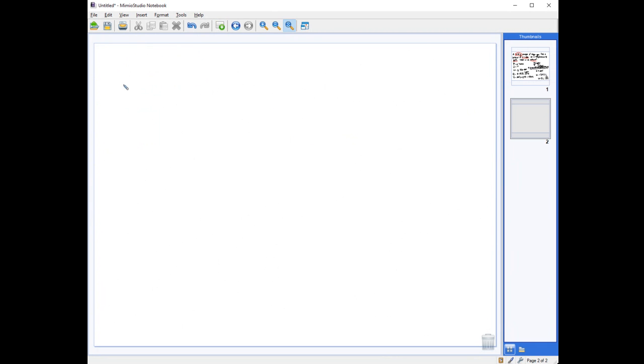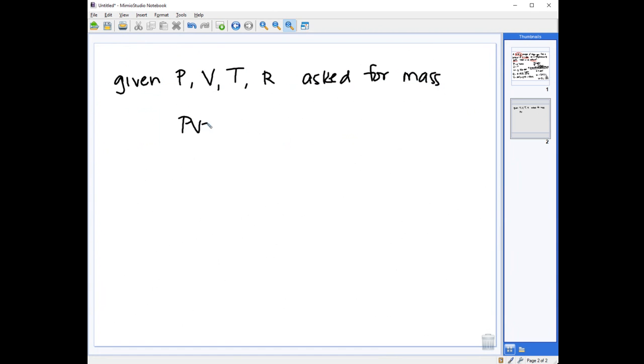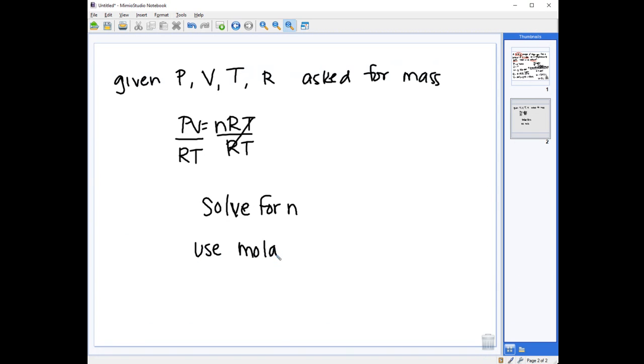So in the course of your problem, you're going to be given your pressure, you're going to be given volume, you're going to be given temperature, and of course you know R, okay? And you are asked for mass, okay? So what you're going to do is set up and solve for n, because that's what you're not given, right? So if I divide both sides by RT, then I have n by itself. So I'm going to work my problem. I'm going to solve for n, and then I'll use my molar mass to find grams.